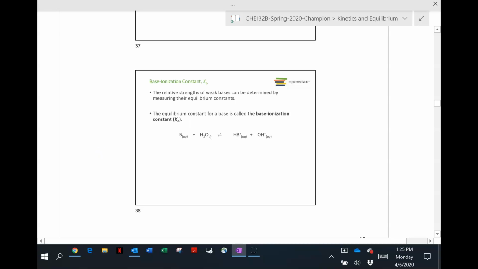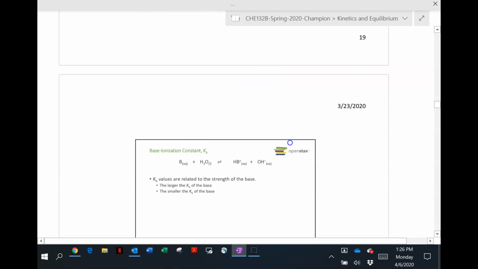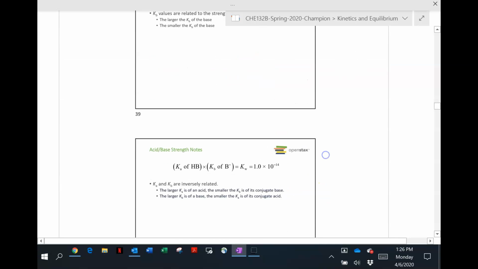So the generic base equation here for forming that hydroxide ion, Kb for that, lowercase b for base, we're going to have the HB+, which is the conjugate acid of the base, times OH-, the hydroxide, divided by B concentration, and again we leave water out of that because water is a pure liquid and doesn't go in an equilibrium expression. The bigger the Kb, the stronger the base. The lower the Kb, the weaker the base. And that's what's summarized in that slide.